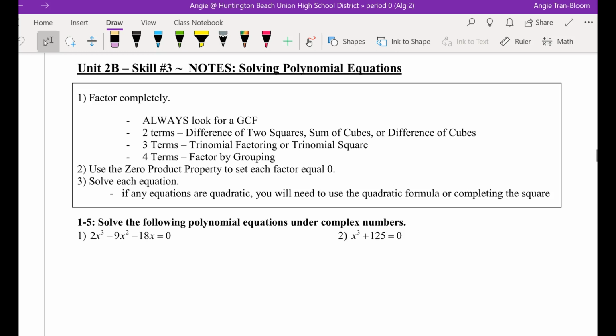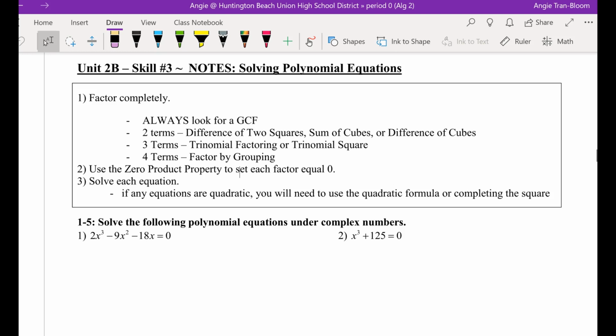In factoring, you always look for the GCF. If it's two terms, it's normally a difference of two squares or the sum or difference of two cubes. And sometimes it's just a GCF, and that's the end. If you have three terms, then that's a trinomial. Then you can factor by factoring, okay? Or look for if it's a perfect trinomial. That's called a trinomial square. If it's four terms, you factor by grouping.